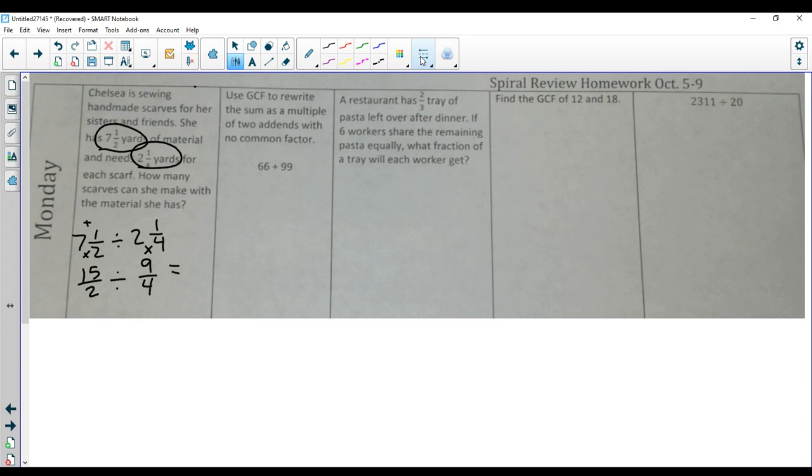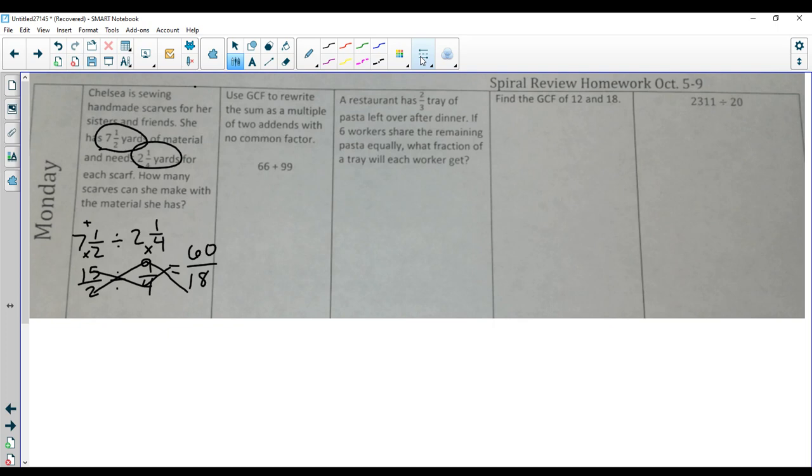We can use the zigzag method. When I use the zigzag method, do I flip it? No. I just go 15 times 4, which is 60. 9 times 2 is 18.